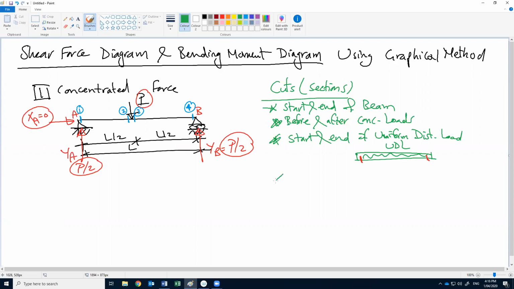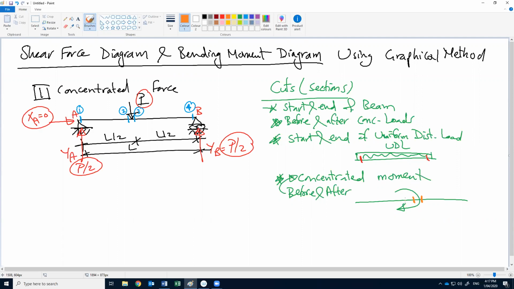Okay, the last thing, if we have a concentrated moment, we need a cut before and after the concentrated moment. Like this one, if we have a moment like this, we need one cut here and one cut here. Okay, this is where to make our cuts. So now we have 4 cuts to calculate the shear and moment diagrams.